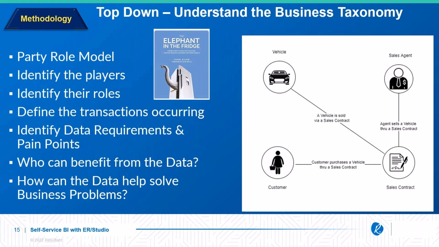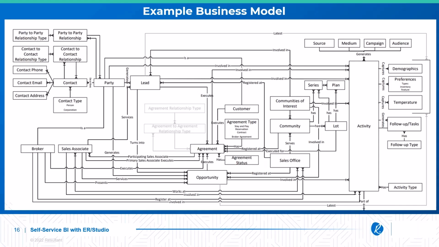Okay, so we have to understand the business. We have to identify the players, their roles, all of these kinds of things. We're identifying data requirements and things like that. This is an example from another client. This was a home builder in South Florida, and this is a real life business model for them. And it was really important to have this because when we jump into building our raw vault, we want to make sure that we have the things in the business, okay? And this allows us to identify that.